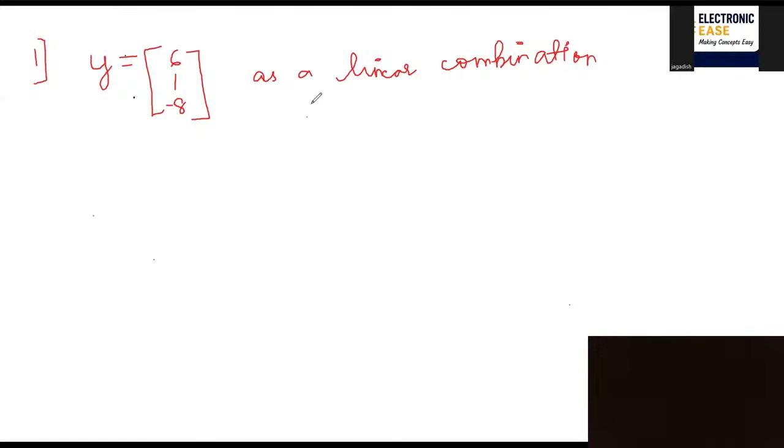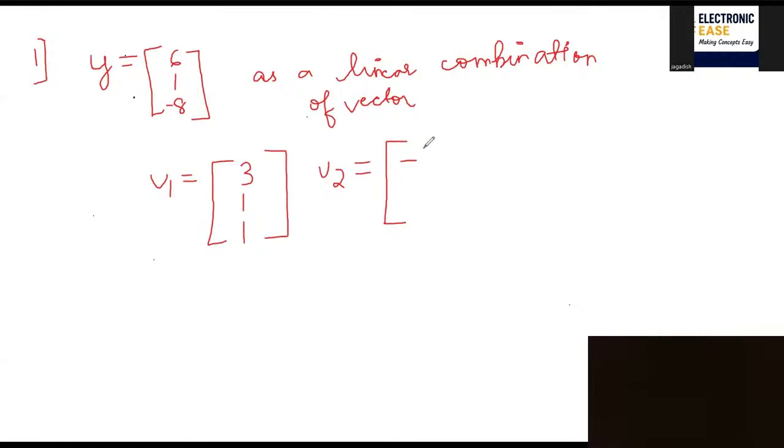Linear combination of the vectors. They have given u1 as 3, 1, 1, u2 as, along with signs you need to write, u2 as -1, 2, 1, and u3 as, this is a previous year question paper question also, put 5 stars on this question, u3 as -1/2, -2, 7/2.